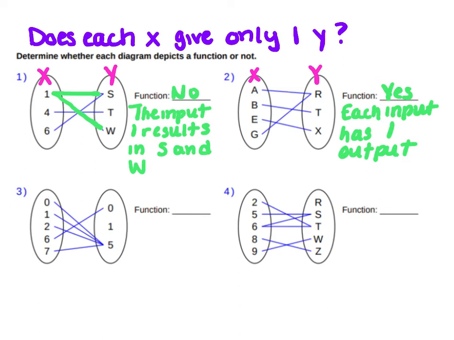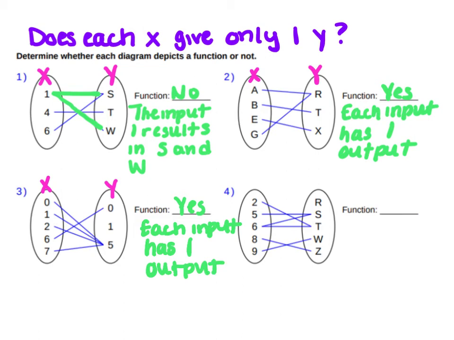For the next example, we are also checking to see does each x go with one y. If I look, the first circle is the x's, the second one is the y's, and we can see that each of these x values only results in one possible y value. Even though it's repeating a lot of these y values, all that matters is each x has one y that it goes with. So your answer would be yes, it's a function because each input has one output.